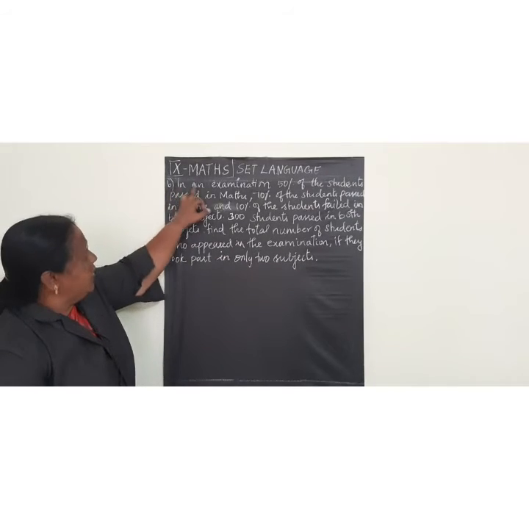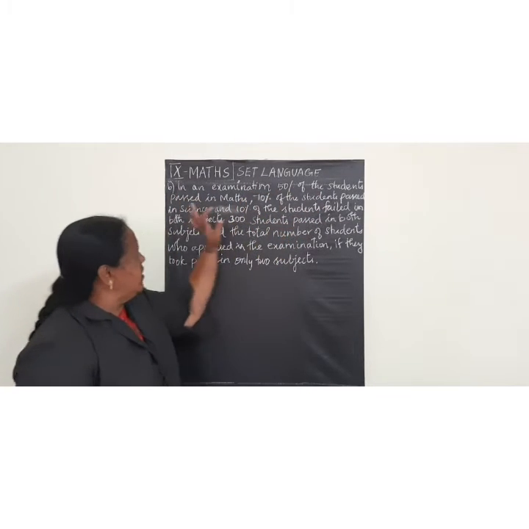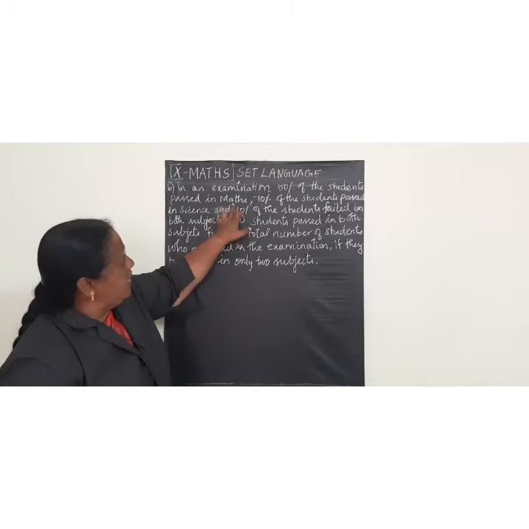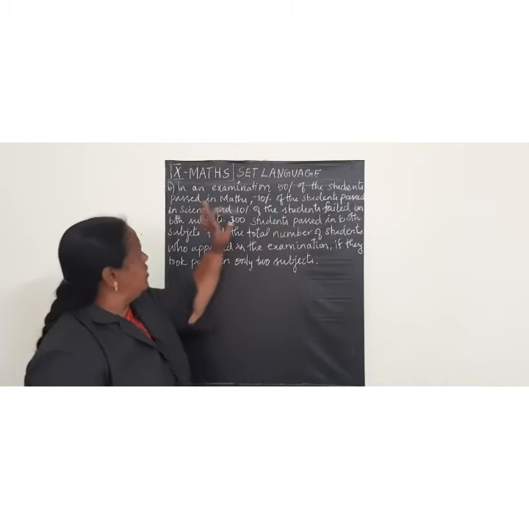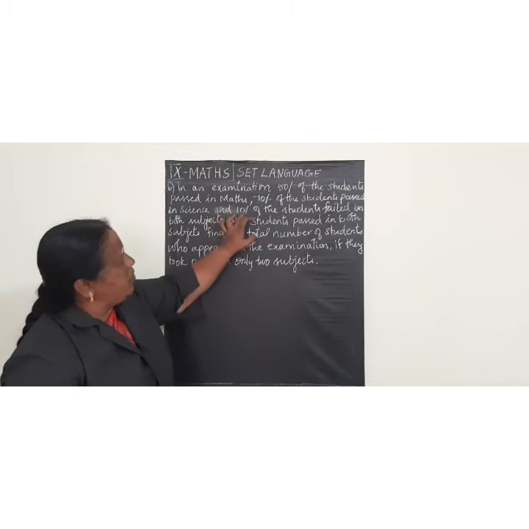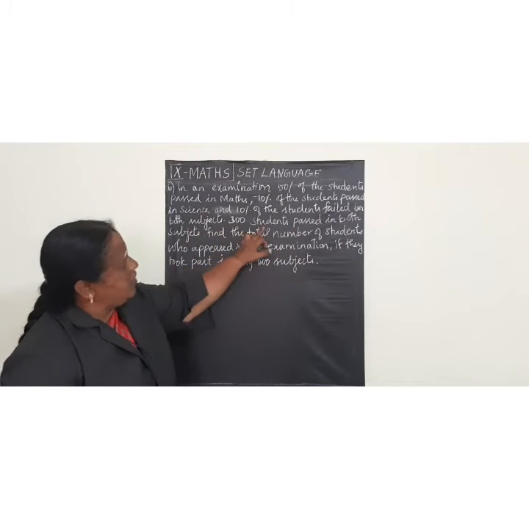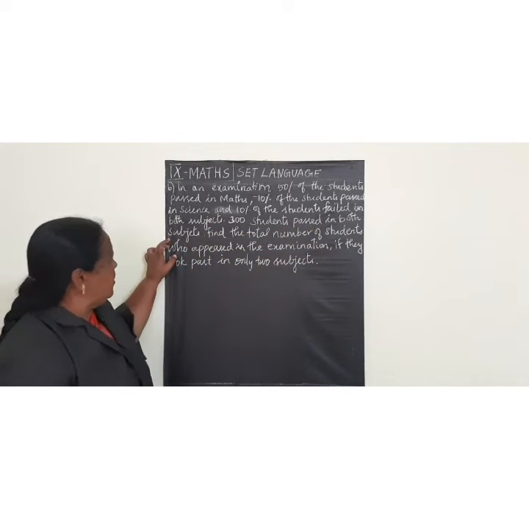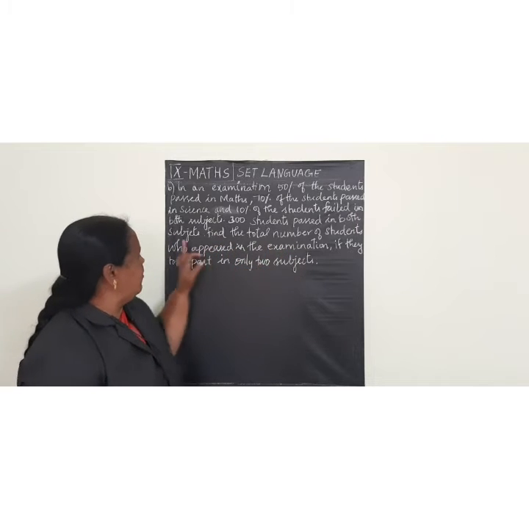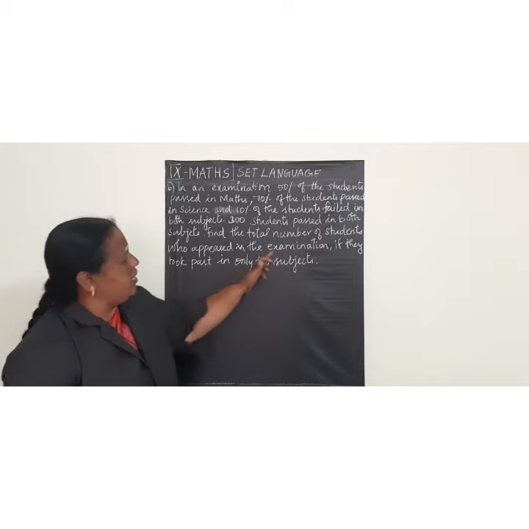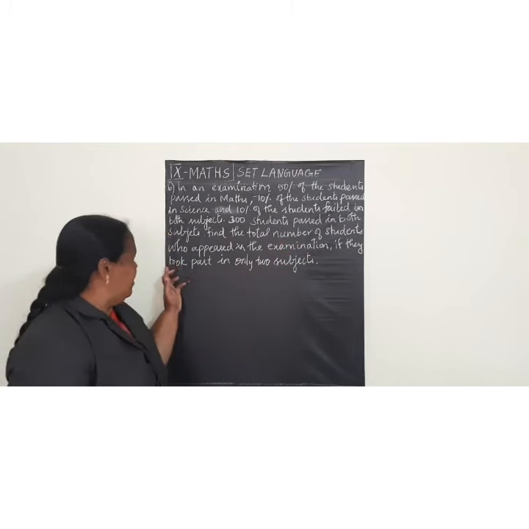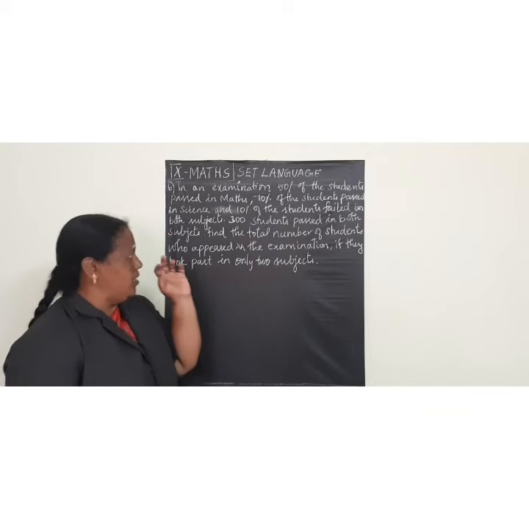Next question is, in an examination 50% of the students passed in maths and 70% of the students passed in science and 10% of the students failed in both the subjects. 300 students passed in both subjects. Find the total number of students who appeared in an examination if they took part in only 2 subjects.